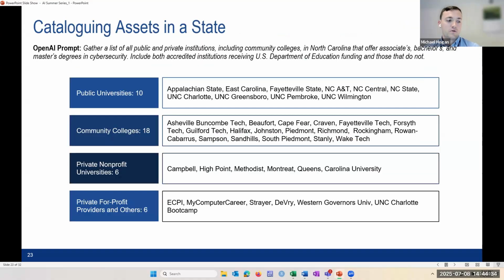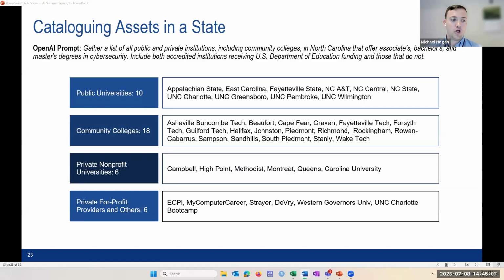My second query was around cybersecurity workforce and workforce assets. As many of you know, cybersecurity is a messy and rapidly evolving field, and a lot of employers are struggling with cybersecurity workers. They see big gaps in their workforce. So we asked it to gather a list of all the public and private institutions in North Carolina that offer associate's, bachelor's, and master's degrees in cybersecurity, including both accredited and those that do not receive Department of Education funding.